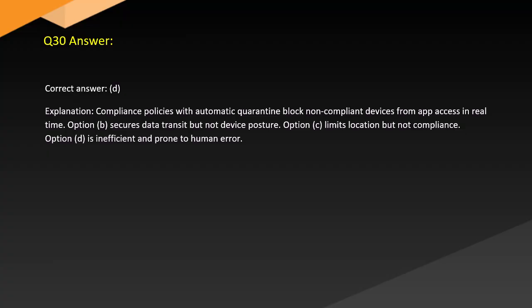Answer. Correct answer: A. Explanation: Compliance policies with automatic quarantine block non-compliant devices from app access in real time. Option B secures data in transit but not device posture. Option C limits location but not compliance. Option D is inefficient and prone to human error.